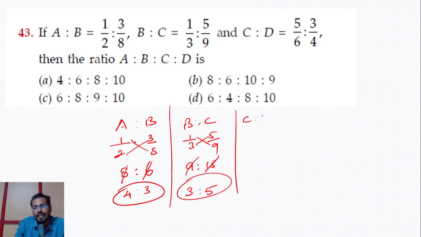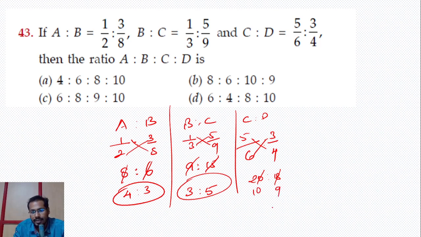Next, C is to D. 5 over 6 and 3 over 4. So if I cross multiply this, 5 4s are 20 and 6 3s are 18. 20 and 18. Let me cancel these numbers in the 2 table. So 10 and 9. So this is the ratio of this.